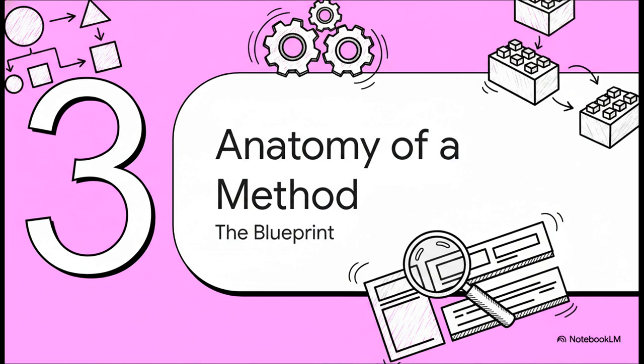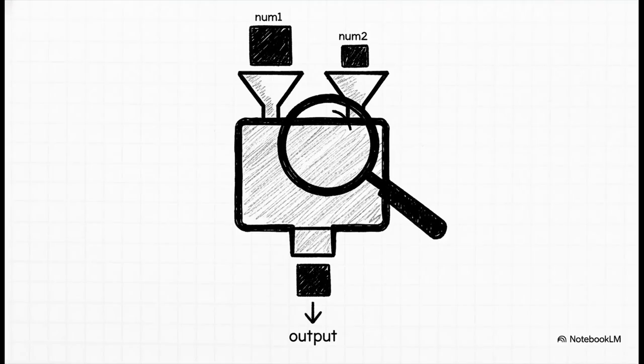Okay, so we've got the what and the why down. We know the two main types. Now let's get into the how, the actual blueprint. We're going to dissect the structure of a method piece by piece so you can write them yourself with total confidence. To really get this, let's dissect a real example. We're going to use this simple method right here. Its only job is to find the smaller of two numbers. It takes in two numbers, we'll call them num1 and num2, does a little processing, and then spits out the one that's smaller. Let's break down how it's built.